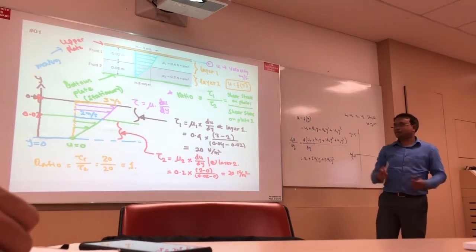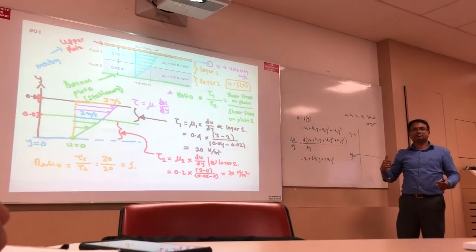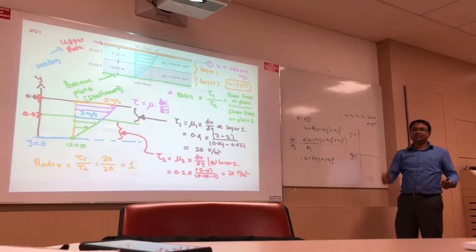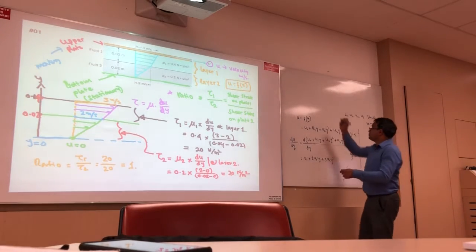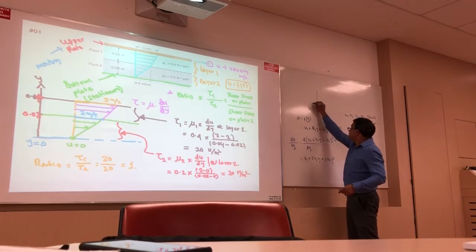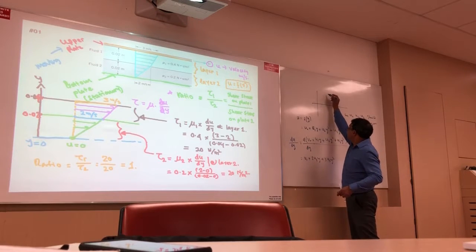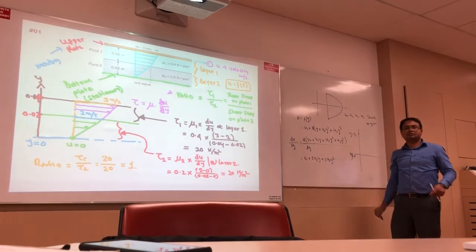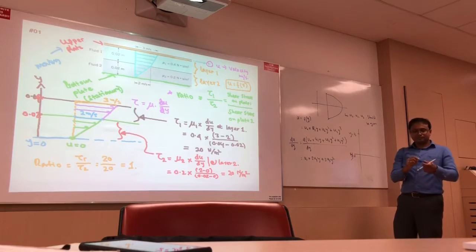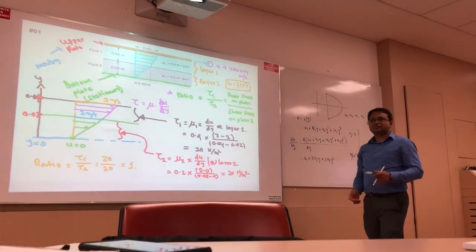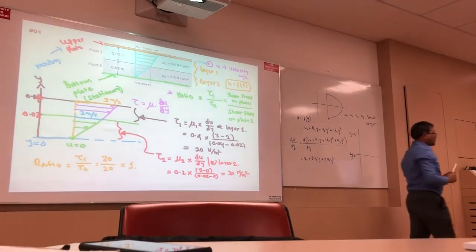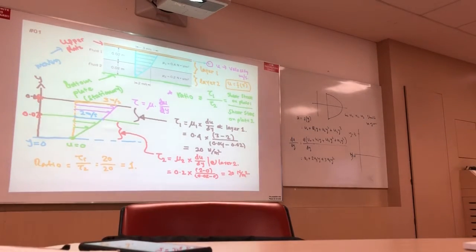Because this is a linear equation. But if I give you something like this, the profile, u is not like this. If u is something like this, then how can you solve it? For example, how to solve it? This equation is different.